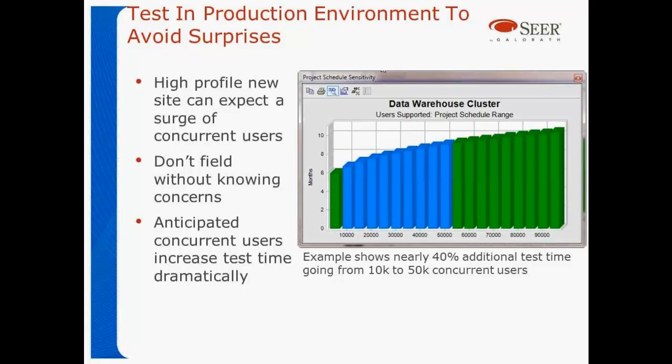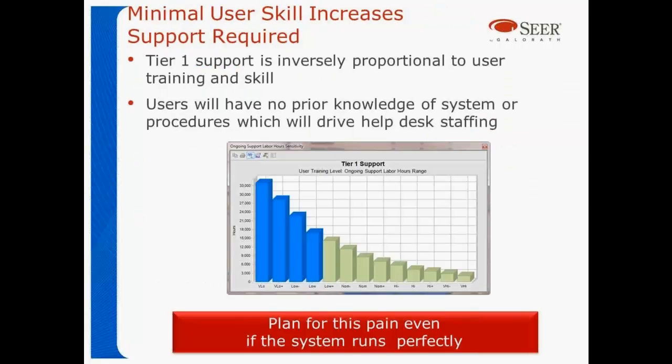The example chart on the right shows that going from 10,000 concurrent users to 50,000 concurrent users is about a 40% increase in total test time. Recognizing there are huge costs associated with concurrent users and planning for those is another lesson learned here. Next one, Lee.